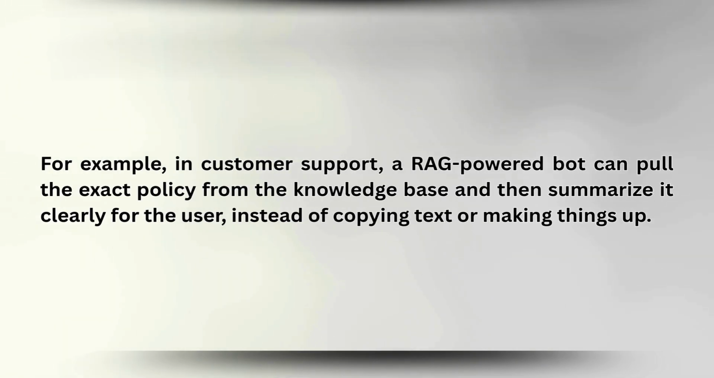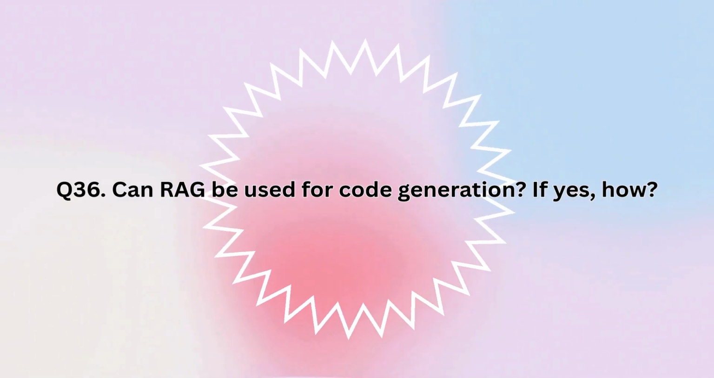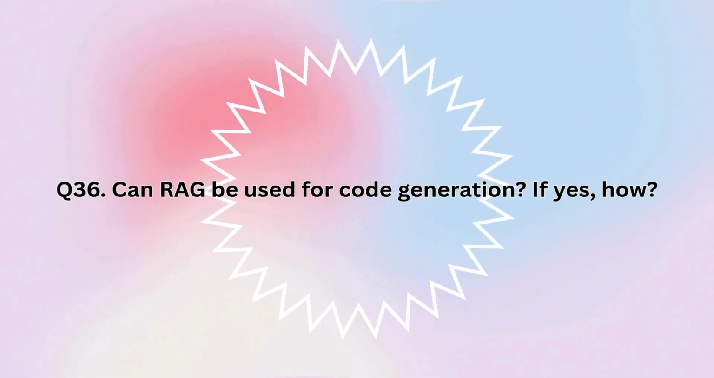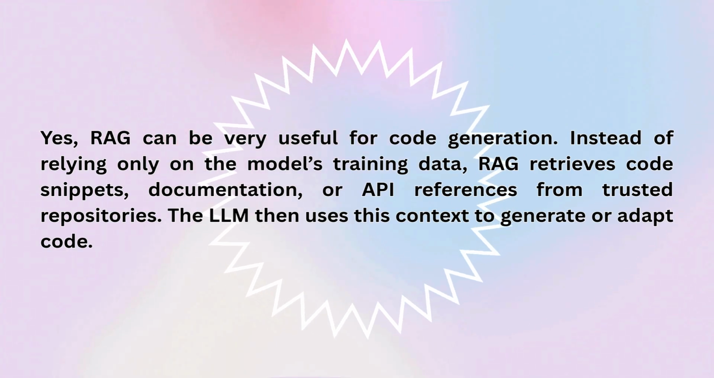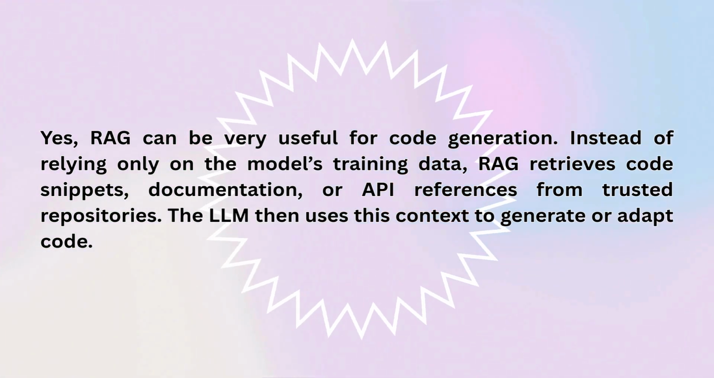For example, in customer support, a RAG-powered bot can pull the exact policy from the knowledge base and then summarize it clearly for the user, instead of copying text or making things up. Can RAG be used for code generation? If yes, how? Yes, RAG can be very useful for code generation.